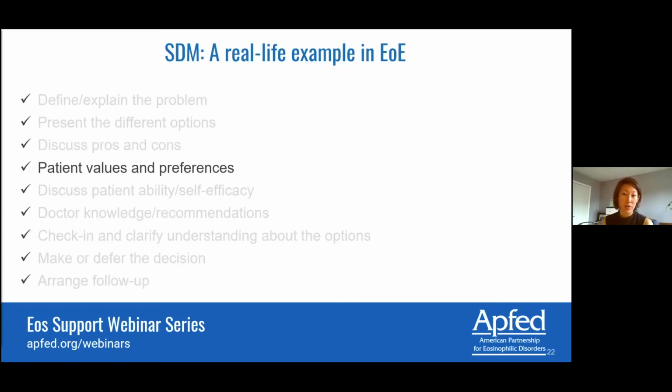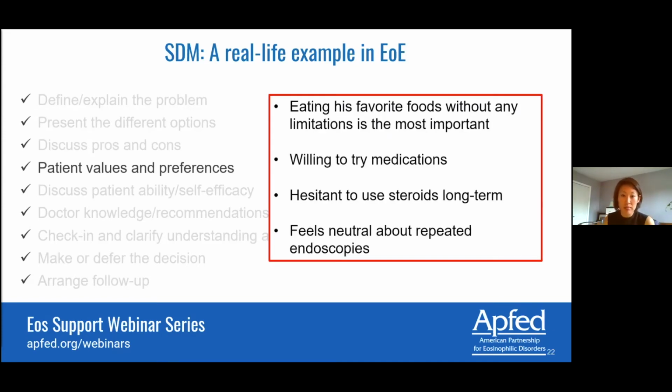The next step we took was reviewing the patient's values and preferences. So here I asked the patient, well, what's important to you, knowing all these different treatments? And he told me, well, eating his favorite foods without any limitations is the most important, hands down. He was willing to try some medications, but he was a little bit iffy on using topical steroids or steroids long-term. But he was feeling pretty neutral about needing repeated endoscopies.